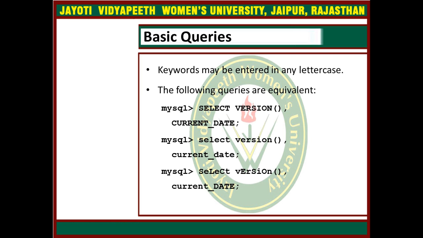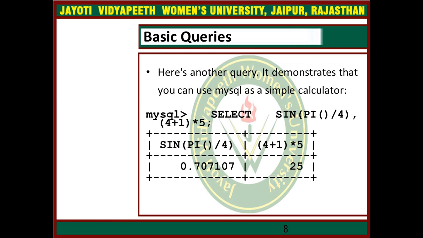Here's another query. It demonstrates that you can use MySQL as a simple calculator. After the mysql prompt, select sin(pi()/4), (4+1)*5, and you can see the value of sin(pi/4) in this slide, and (4+1)*5 is 25.